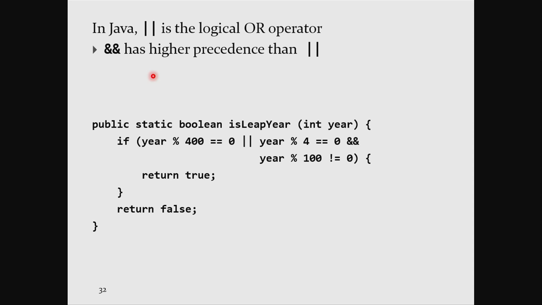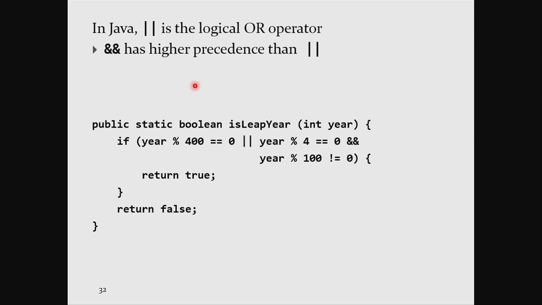Like Python, and has higher precedence than or. So a year is a leap year if it's evenly divisible by 400. If you can take a year, divide it by 400, and get no remainder, it's a leap year. Otherwise, it's also a leap year if it's divisible by 4, but not divisible by 100. So divisible by 4, but not by 100.